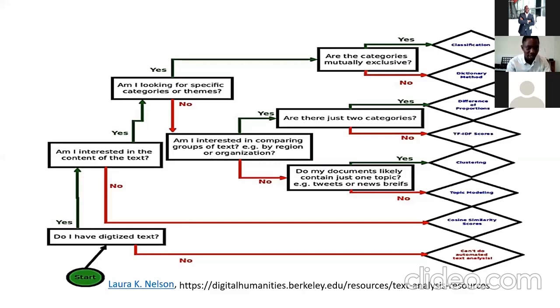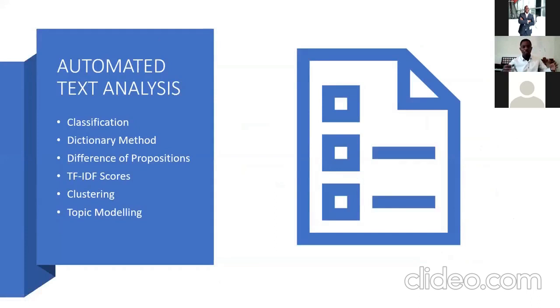The automated form of text analysis: I collected some of the research that people have been doing along that category, and you realize that the dominant methodology they use could be classification, dictionary method, or difference of proportion. Maybe they are comparing writings in a particular century with writings in another century, or we can take text frequency, and we have clustering and topic modeling. Now, you will ask, what is all this about? We actually address some of them.